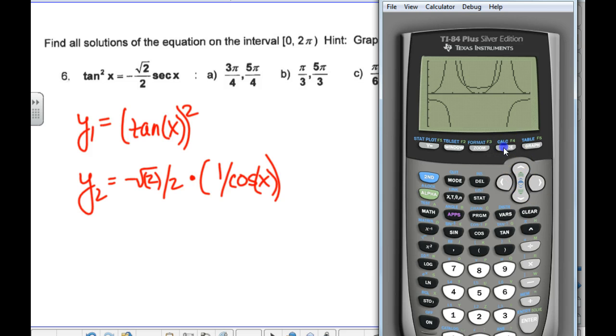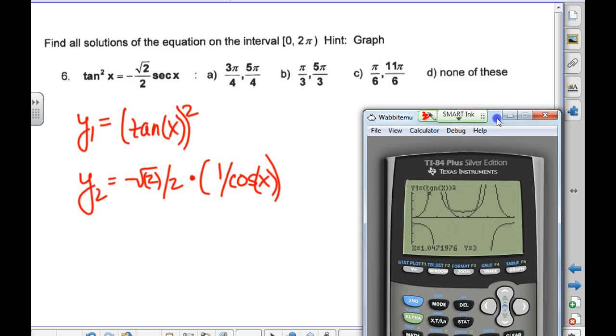So I'm going to go trace, and I'm going to try 3 pi over 4, which is from choice A. And what do you know, it jumped right to one of those intersection points, so let's try 5 pi over 4. And it jumped to the other intersection point, so I think we're okay to pick choice A. If we had tried the pi over 3, okay, it was not an intersection point.